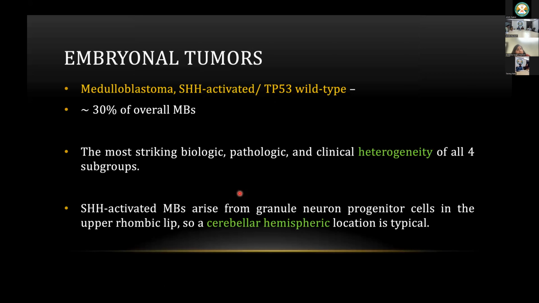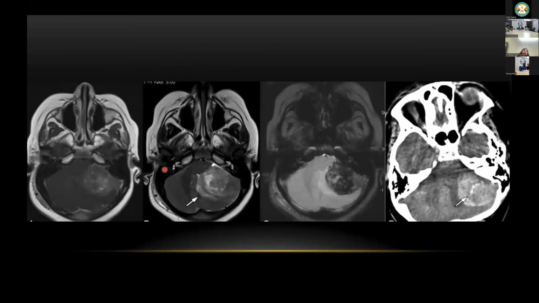Then the other group is SHH activated, TP53 wild type and mutant groups. So these both groups will have almost similar imaging features. The medulloblastoma will be hemispheric in location because they arise from the granule progenitor cells in the upper rhombic lip. And here is an example: a left cerebellar hemispheric lesion, a large, heterogeneous lesion, typically showing all the features of a medulloblastoma: intense enhancement, areas of hypointensity on T2 because of cellularity as well as because of blood. There is a lot of blood on SWI, and we can see the hyperdensity on the CT. So it's a SHH activated medulloblastoma.